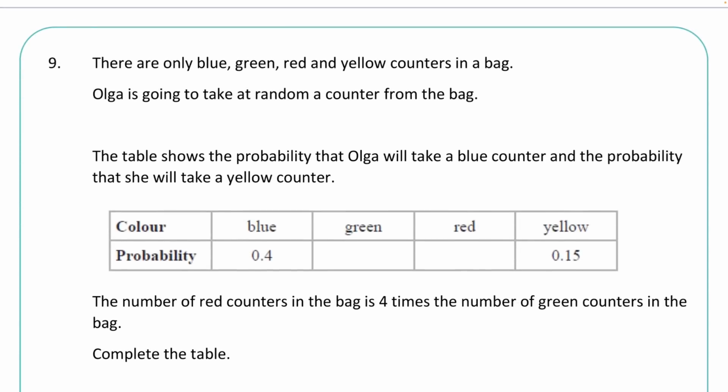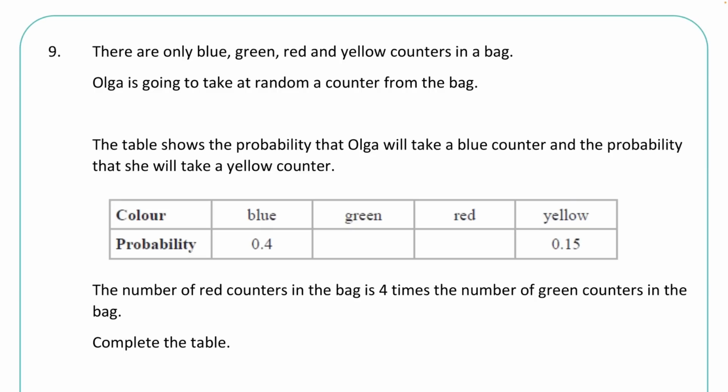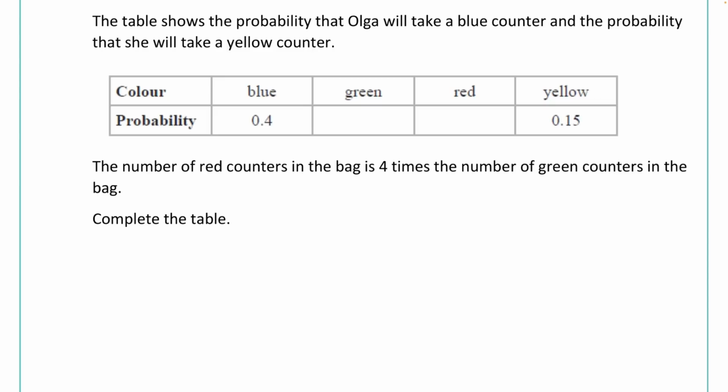So in this question, we have some probability from a table. It says here there are only blue, green, red and yellow counters in a bag. Olga is going to take at random a counter from the bag, and the probability, and we can see this in the table now, it shows us blue and yellow. So it says the number of red counters in the bag is 4 times the number of green counters in the bag. Complete the table. So probabilities in a table all have to add up to 1. So to start with, we just want to see, well, what do these currently add up to, what we already have?